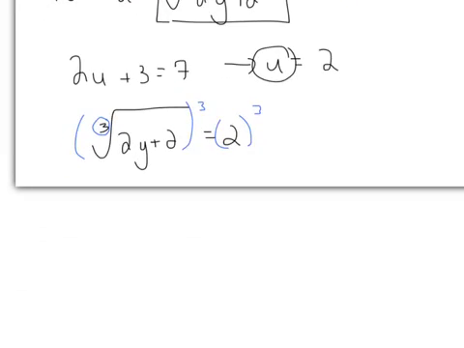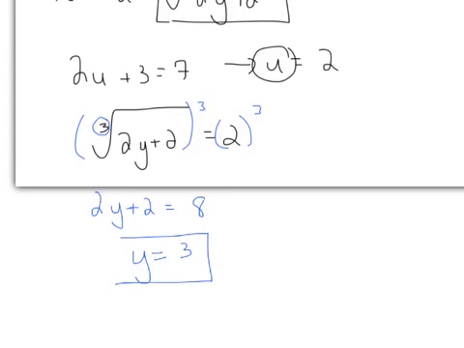Well, the cube root of a cube just becomes itself, so this is just 2y plus 2. And that equals 2 cubed, which is 8. Subtract 2, divide by 2. We're going to get 6 over 2, so y is equal to 3. Now we have to check this, right? So let's check that y equals 3. To see if y equals 3, we plug it back into our original equation.